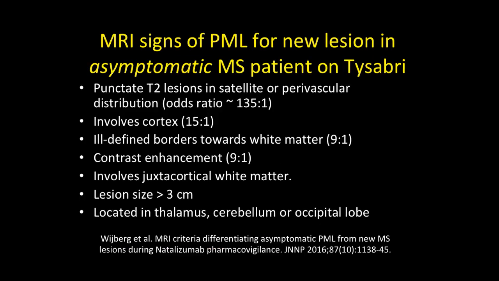So, MRI signs of PML for a new lesion in asymptomatic MS patients on Tysabri or other monoclonal therapy: you want to look for punctate T2 lesions in a satellite or perivascular distribution. That is the Milky Way sign, and that is pretty specific. If you see involvement of the cortex or ill-defined borders, contrast enhancement at the margins of the lesion, and a large lesion size, you should be concerned that this patient on monoclonal therapy is developing PML, and you should call your referring clinician immediately.